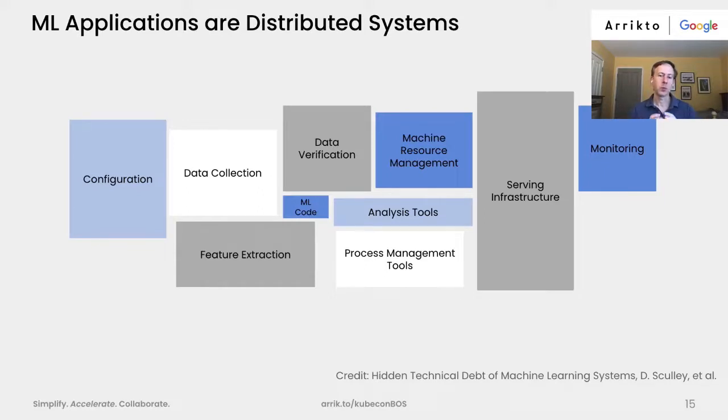ML code is one small part of the process. What we're seeing here in this diagram is from a famous paper about hidden technical debt of machine learning systems. And what I want to point out is that these are things that you need to do when your code goes into production. It's inevitable. You will need to think about monitoring, logging, testing, managing your resources, making sure that you have a reproducible environment. So you'll have to build and manage that.